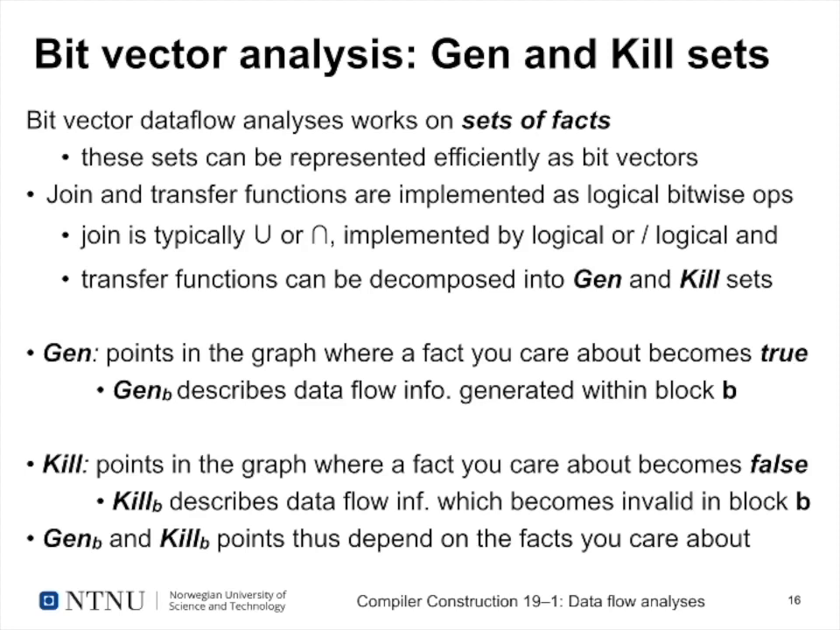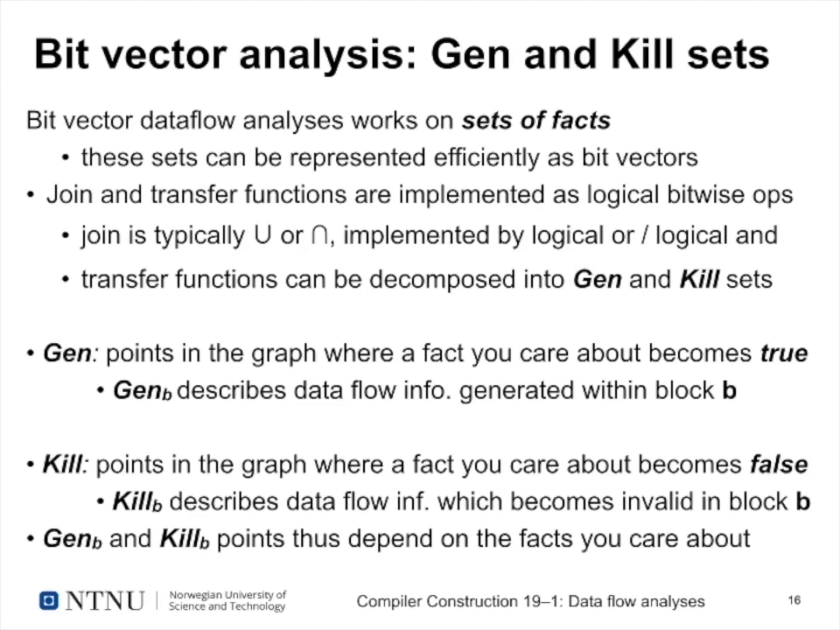And the transfer functions, and that's important because that makes bit vector analysis quite a bit easier than other analysis, can be decomposed into two sets, and these sets we call the gen and the kill sets. So gen describes the points in the graph where a fact you care about becomes true. So gen of a block B describes data flow information that is generated within a basic block B. And kill, on the other hand, describes the points in the graph where a fact that you care about becomes false. So kill B describes data flow information which becomes invalid, contrasted to generated in block B.